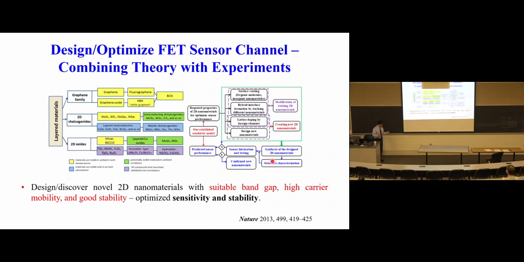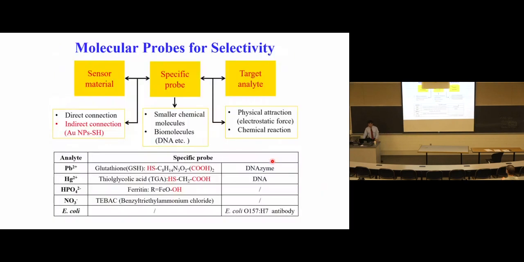So in our group, we're trying to predict, identify or engineer different 2D nanomaterials with this type of band gap, higher carrier mobility, and also stability. Unfortunately, nature does not give us a material with all these combinations of good properties, so we'll have to do some molecular engineering.